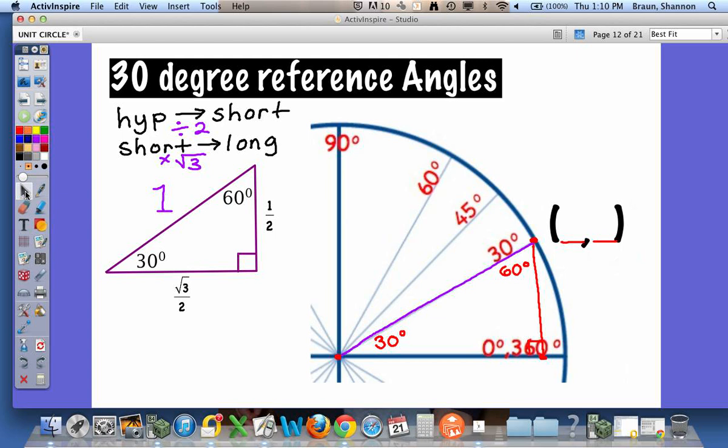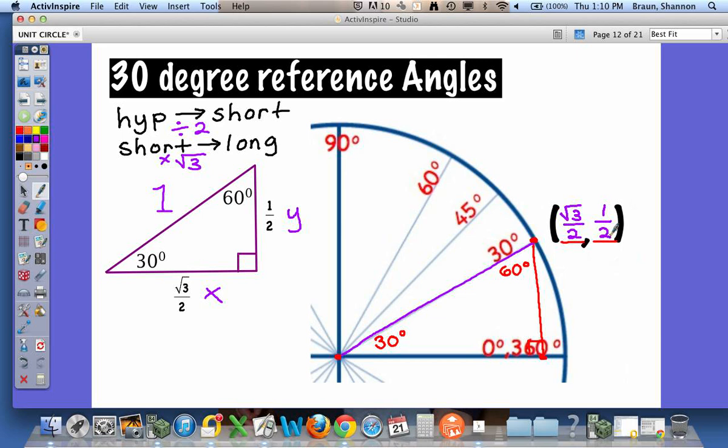If my radius is 1, this represents the x-coordinate. This represents the y-coordinate on my unit circle. So for a 30-degree reference angle, my x-coordinate is radical 3 over 2, and my y-coordinate is 1/2.